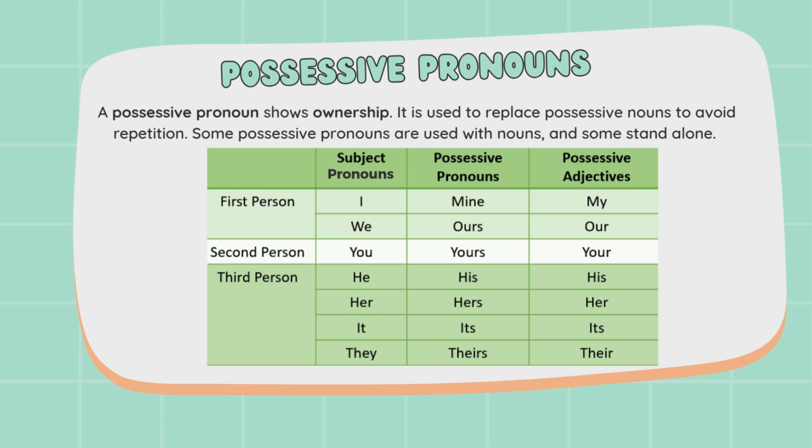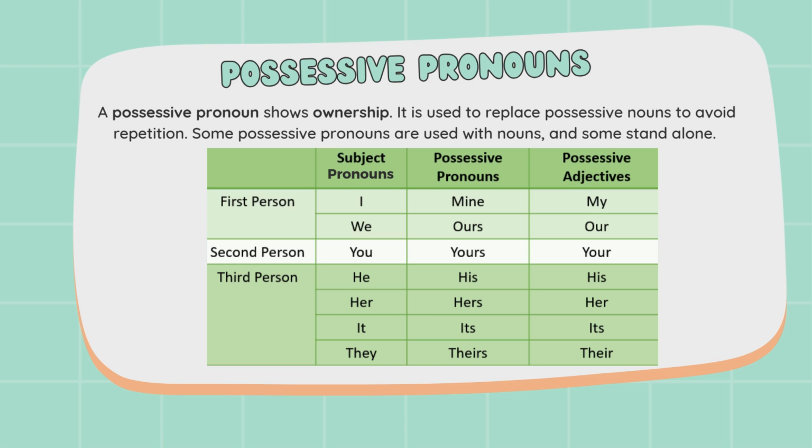Let me give you an example. This book is my book, not your book. This sounds repetitive, right? Instead of saying this is my book, not your book, we say this book is mine. So we replace my book with mine, the possessive pronoun mine. This book is mine, not your book.